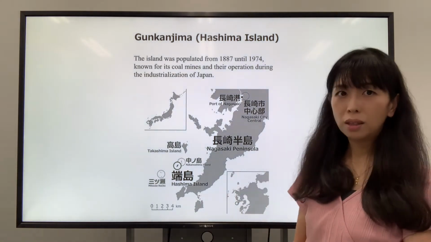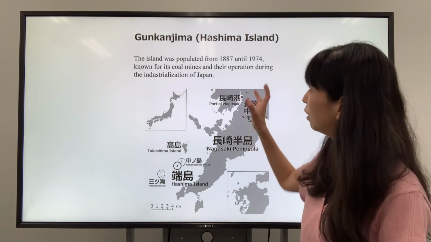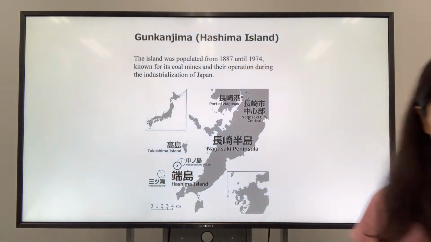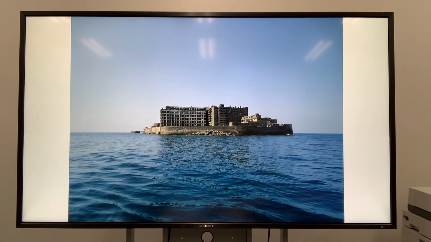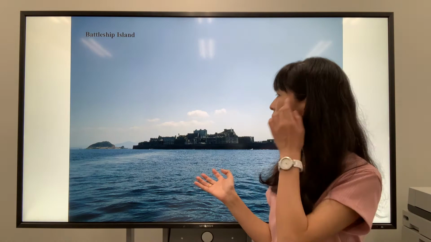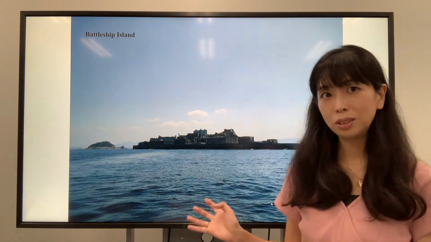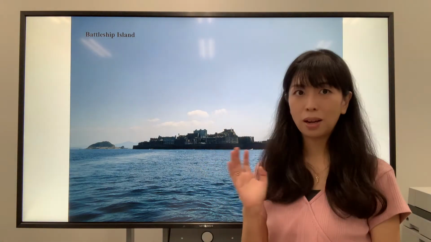So Gunkanjima, there is a reason why it is called a different name from Hashima Island. And I would like to show you the photo. This is when I visited. You take the ship and then you will see this kind of view of the island. So this is a side view. And this is the other side. So from this view, you can understand it looks like a battleship. So Gunkanjima, it literally means battleship island.